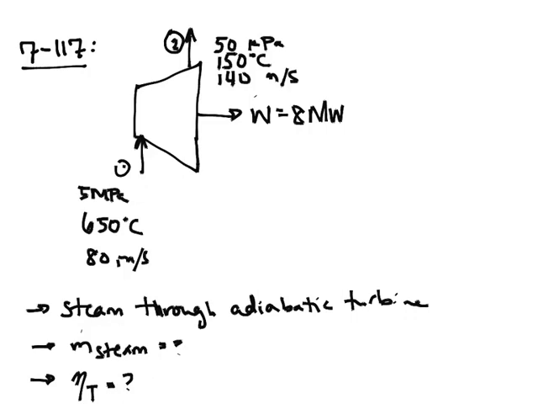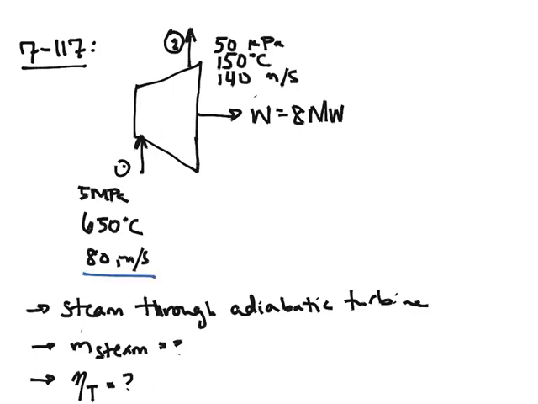This is problem 7-117 out of your book. We have steam going through an adiabatic turbine. At state 1, going into the turbine, we're told that we have 5 megapascal steam at 650 degrees C and 80 meters per second velocity.